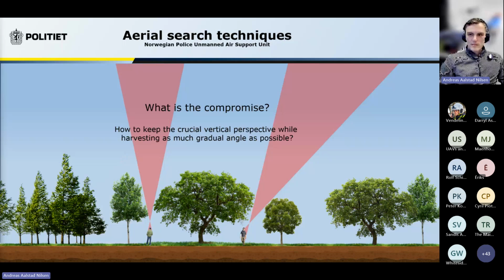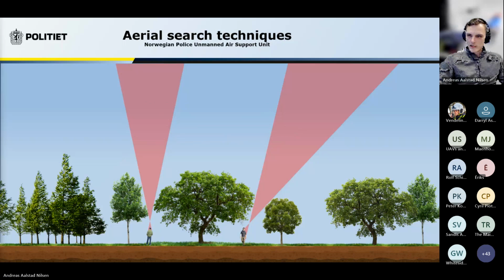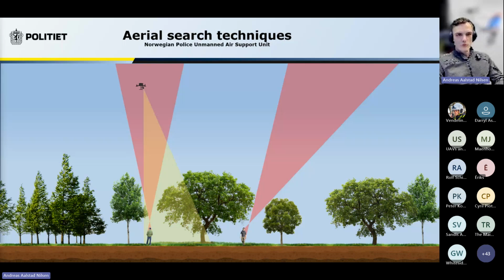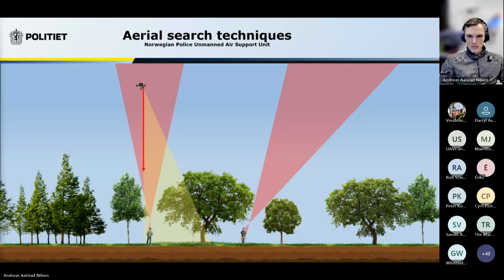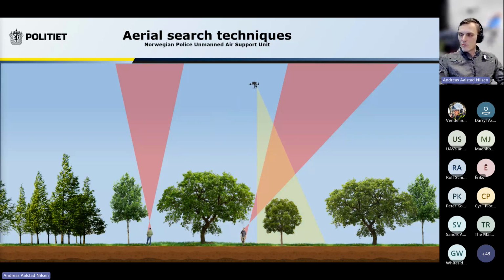So what is the compromise? How do we keep the crucial vertical perspective while harvesting as gradual an angle as possible? A simple solution is to go for the gimbal angle where the bottom of the screen is pointing straight down, while the upper part points forward in as gradual an angle as possible. That way we can see the first guy in the lower part of the screen vertically. And the next guy will not be visible for us at first, but when complementing this gimbal angle with covering the ground from multiple directions, we will see him upon the return.